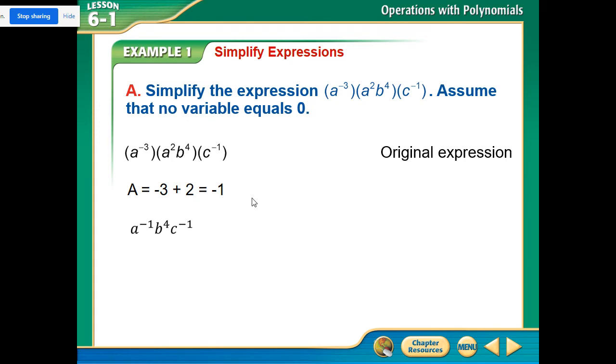I can't add anything if there's not a thing there. So I have a to the negative 1, b to the 4th, c to the negative 1. Now this is simplified, but notice we still have negative exponents. We can't have negative exponents. They have to be changed. Remember, negative exponents go down to the denominator. So it's b to the 4th over a to the 1st, c to the 1st. Again, you don't have to put the first there if you want. And so that's my answer.